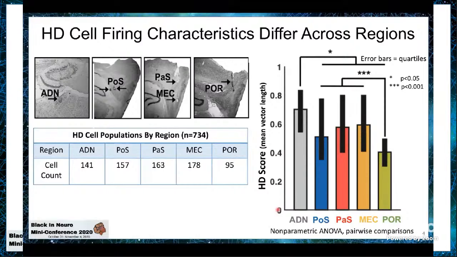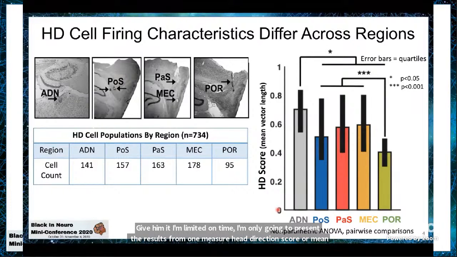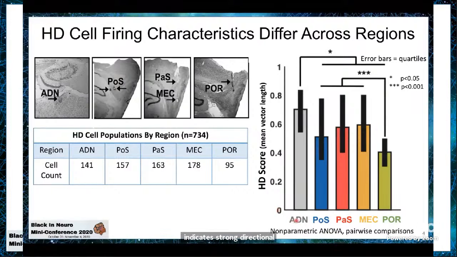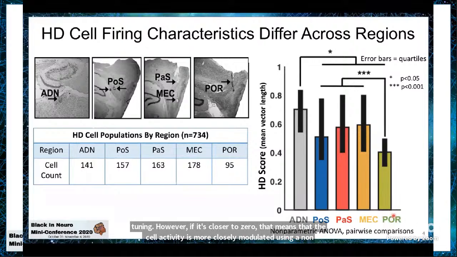Using a non-parametric ANOVA and pairwise comparisons, we determined that the ADN had significantly higher head direction score compared to other brain regions, and this was significant at p<.05. In contrast, cells within the postrhinal cortex had the lowest head direction score compared to other brain regions, and this was significant at p<.001.